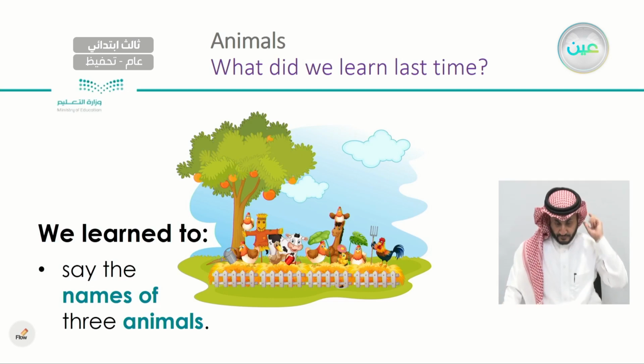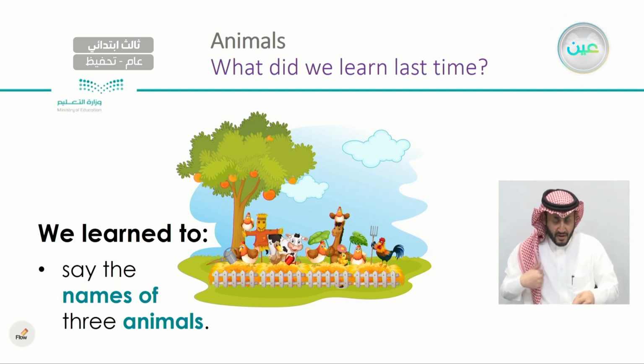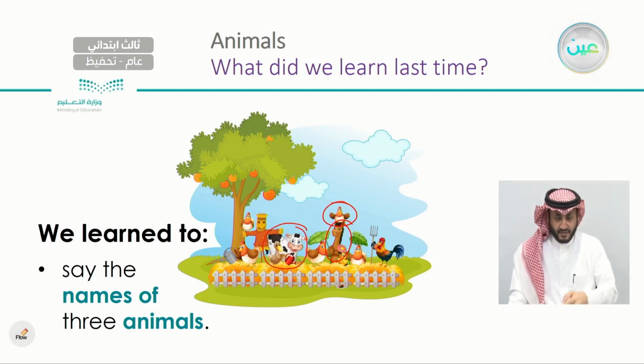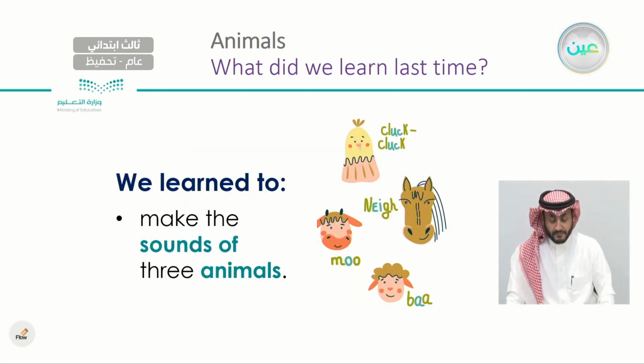What did we learn? So last time we learned to say the names of 3 animals. Look at the picture. Could you tell me 3 animals? Here we can see a horse. And it has a chicken on its head, right? Here we have a cow. And here we have a duck. What other animals can you remember? Can you remember more than 3? Okay, what else did we learn?